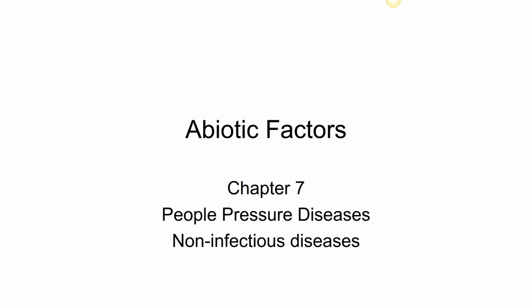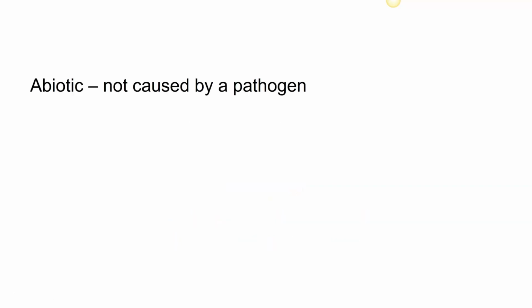This chapter is going to look at abiotic factors. I learned these as people pressure diseases, or the stupid things people do to plants that cause disease of them. When we're looking at abiotic factors, we're calling them non-infectious diseases. They are not transmitted from one plant to another, but rather they are forms of injury or damage that goes on with the plant. Abiotic means they're not caused by a pathogen.